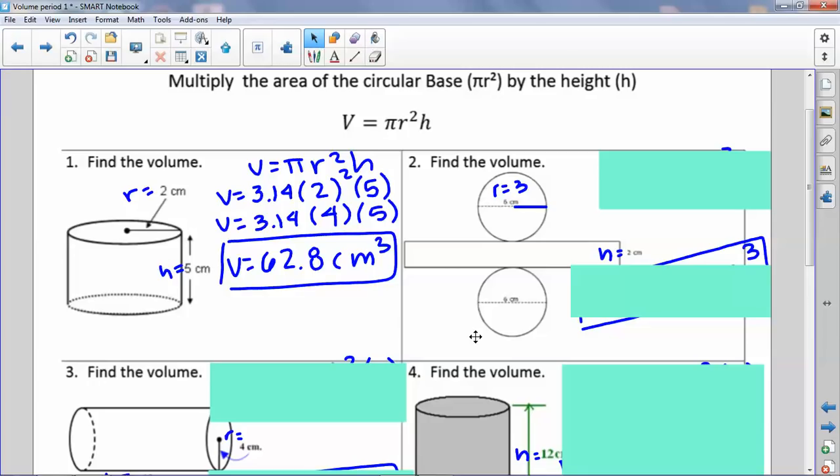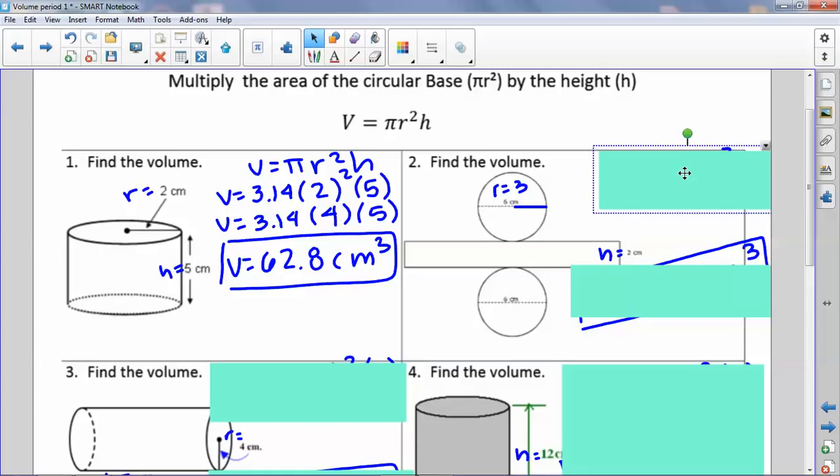Alright, looking at example 2. So to find the volume, we need radius and height. Well, we know the height is going to be 2, and this is just a flattened out image of that cylinder. So here they give us a dashed line all the way across, which is 6. So we know that's diameter, and we're not looking for diameter, we want to know the radius. So the radius is just half of that, so it would be 3.